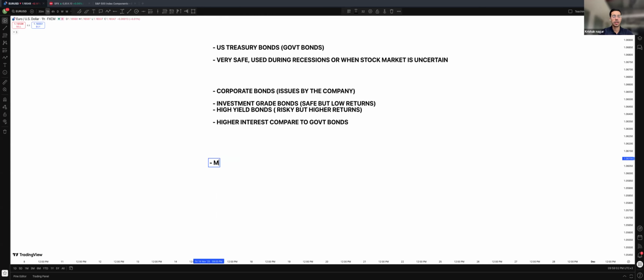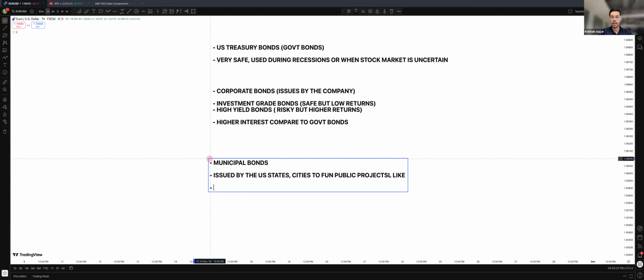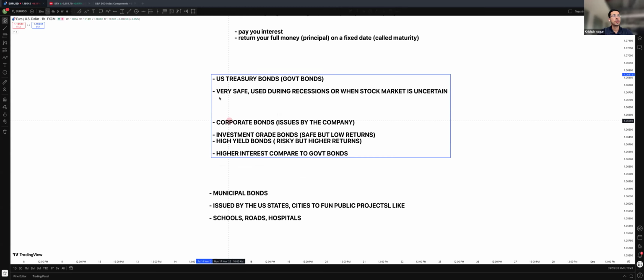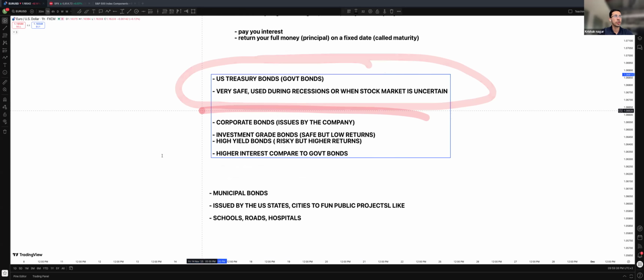The next one is municipal bond. Now, what is a municipal bond? It is again issued by the US states, cities to fund public projects like schools, roads, hospitals.